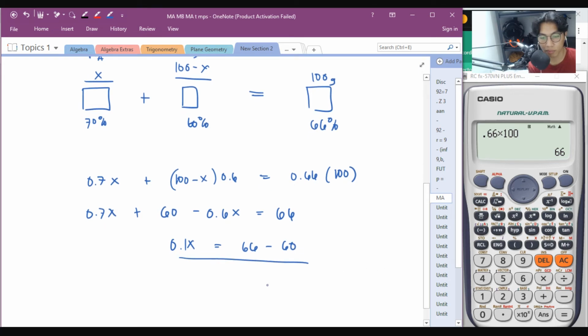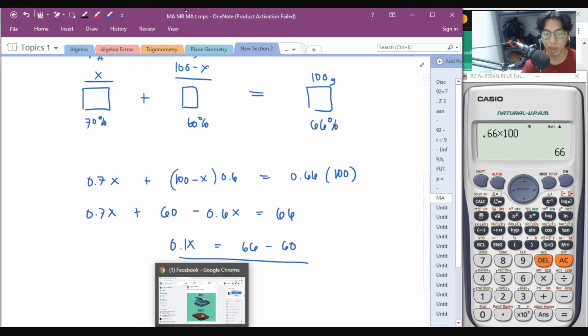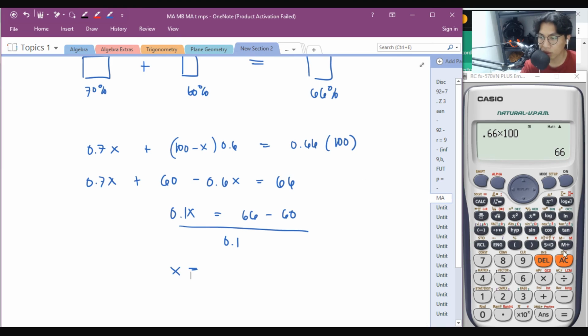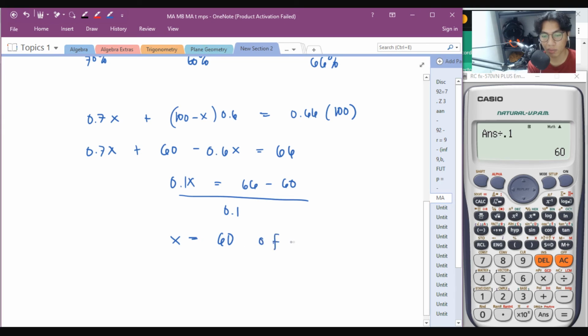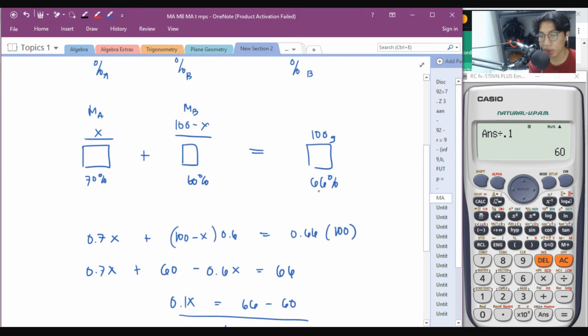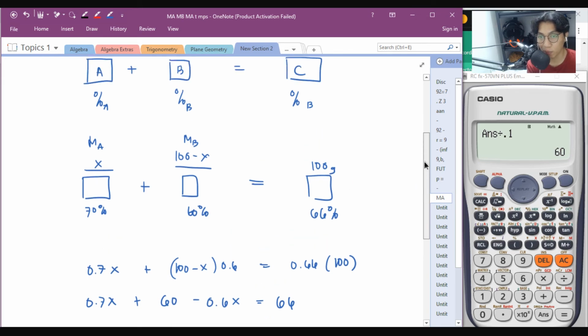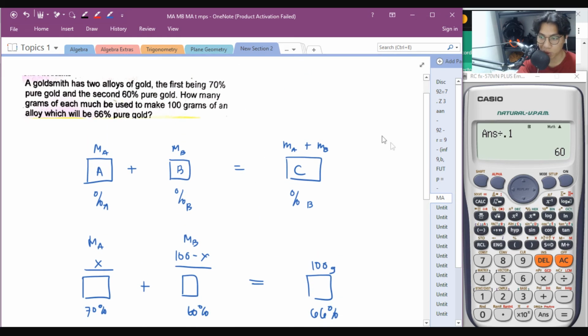Divide natin ng 0.1. X will be ilan? 66 minus 60 divided by 0.1. The answer will be 60 grams. 60 grams of 70% pureness, and then 40 grams of 60% pureness in order for you to yield 100 grams of 66% pureness gold. Ganun lang po yun pag mixture problem.